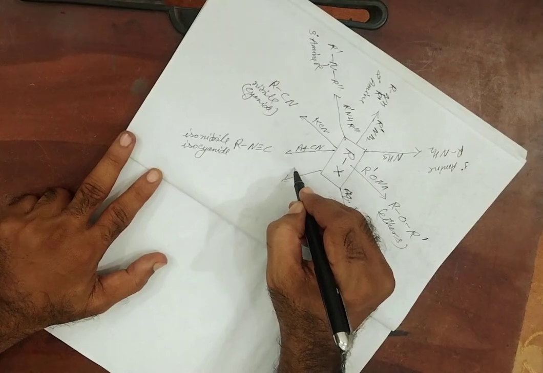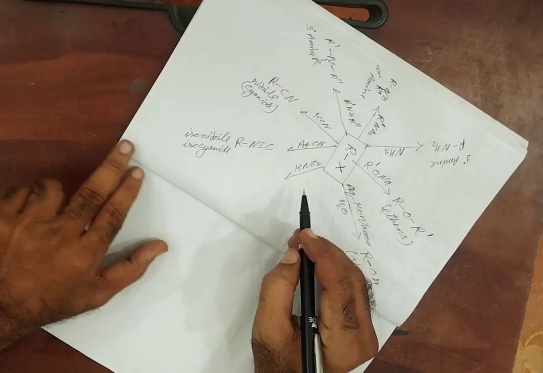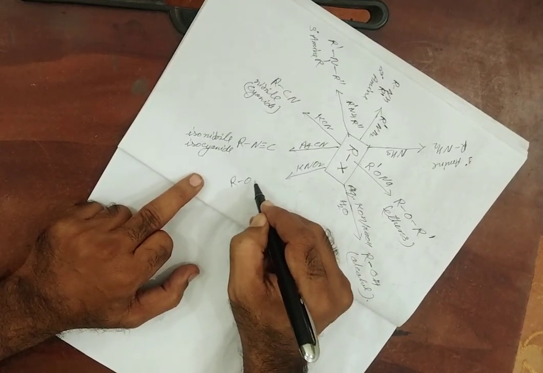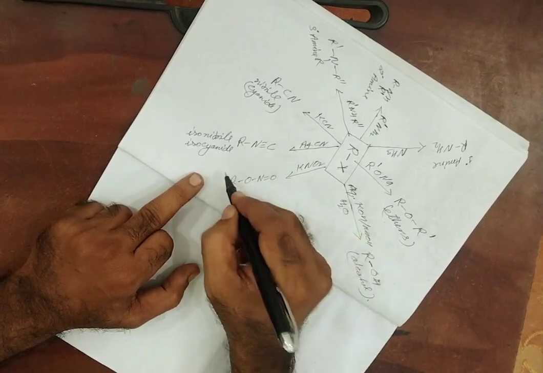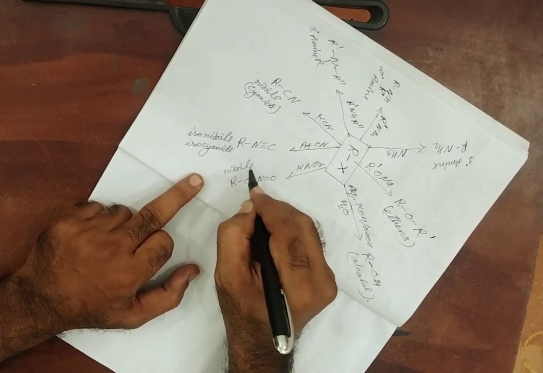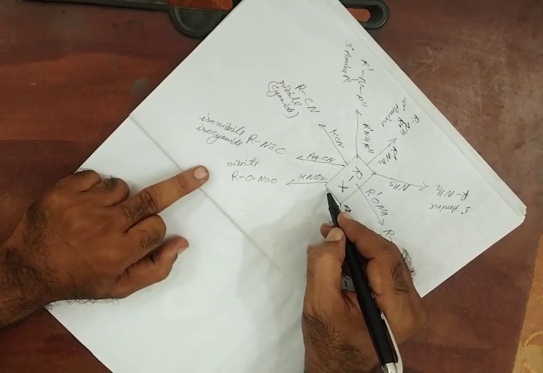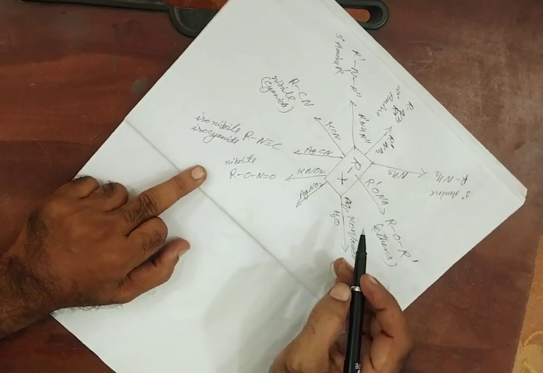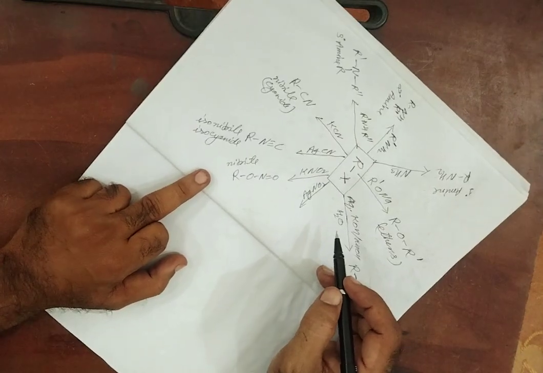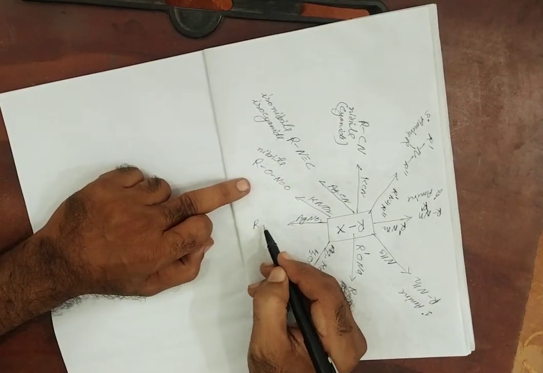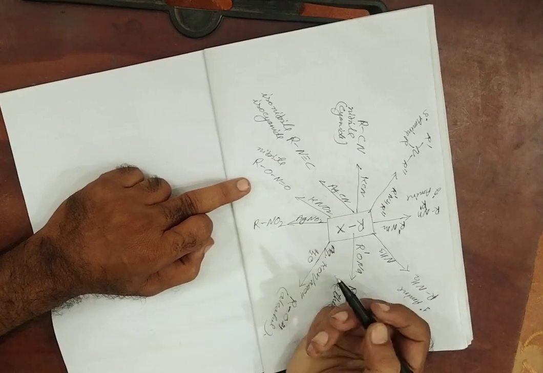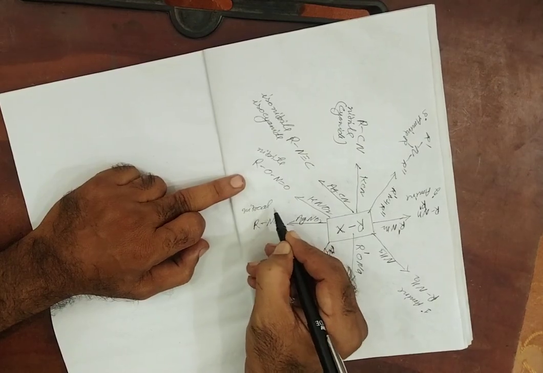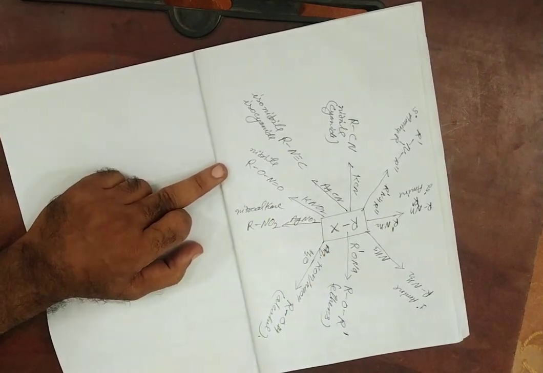If it is treated with KNO2, then nitrite will be formed. On treatment with AgNO2, nitroalkane will be formed, that is RNO2, nitroalkane.